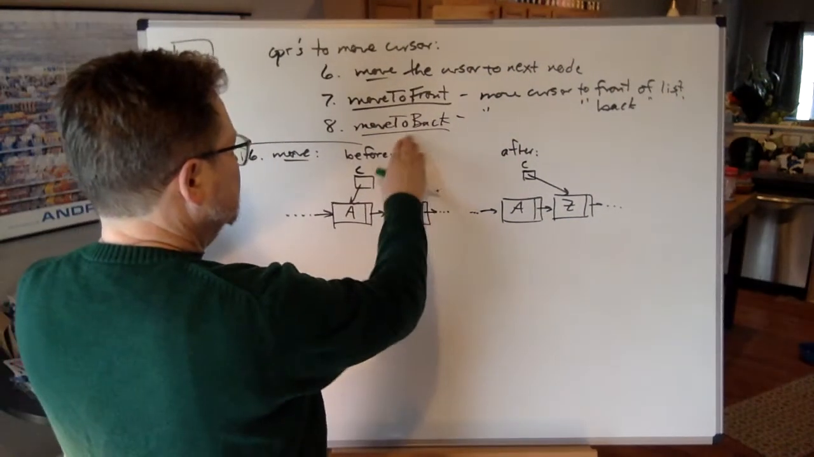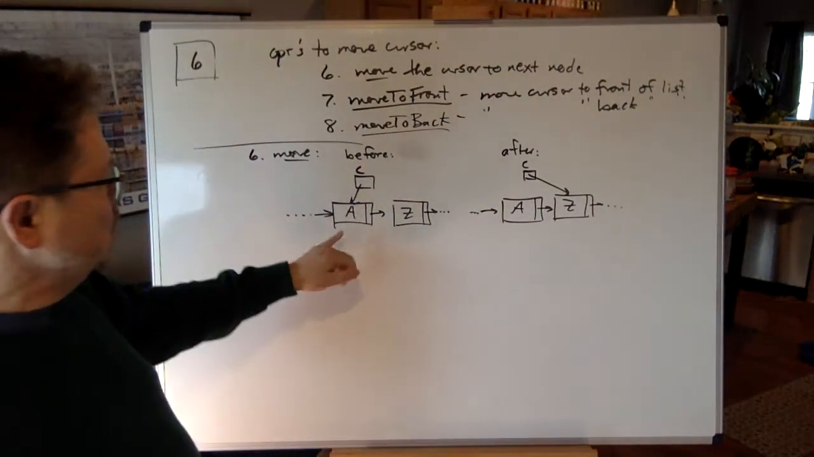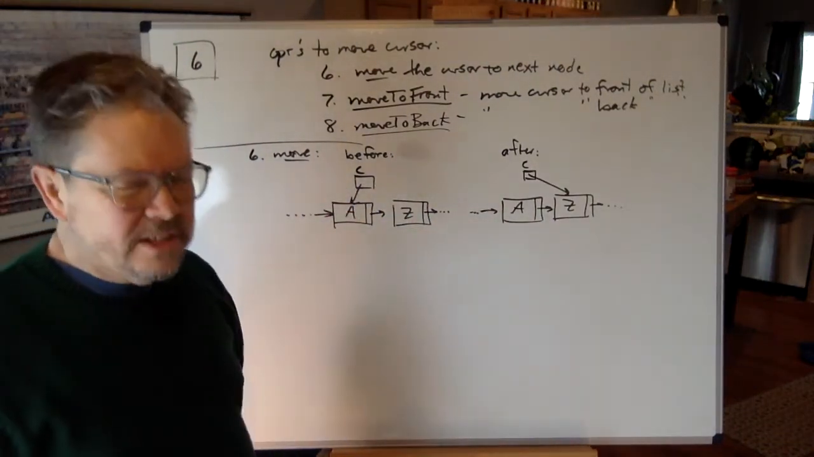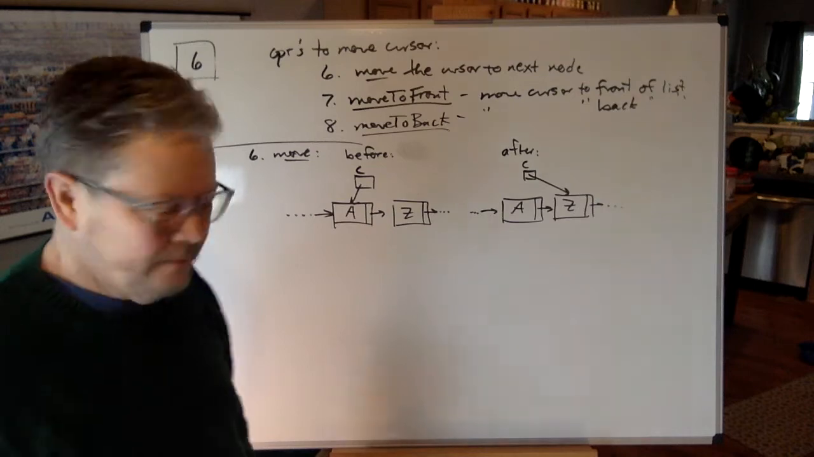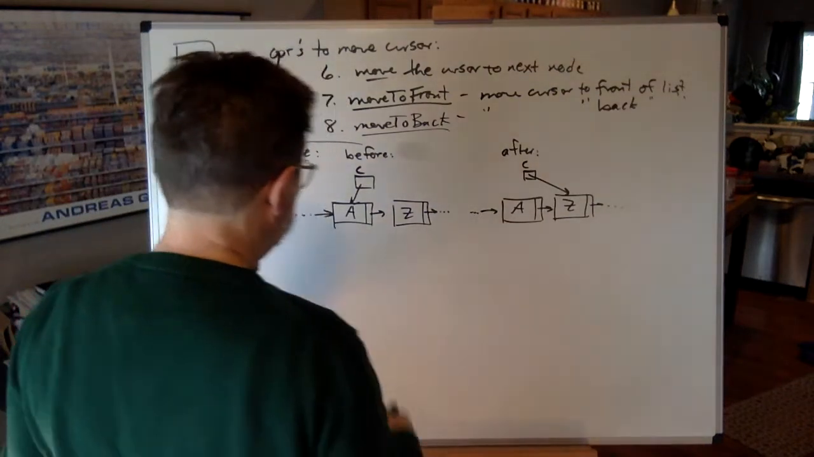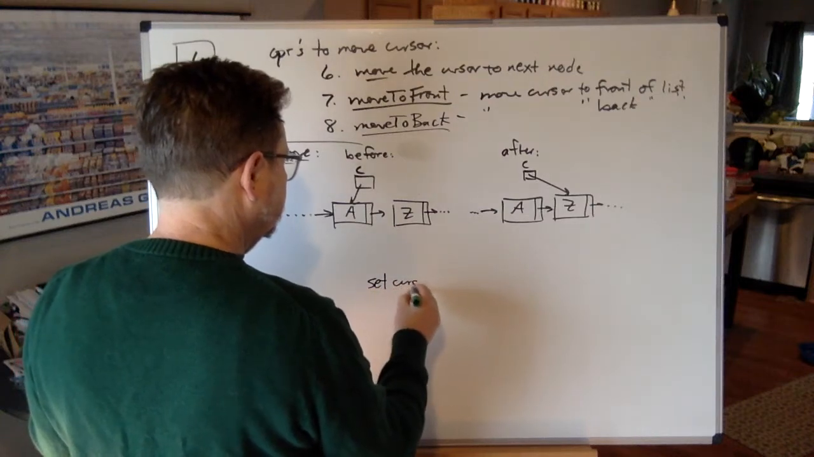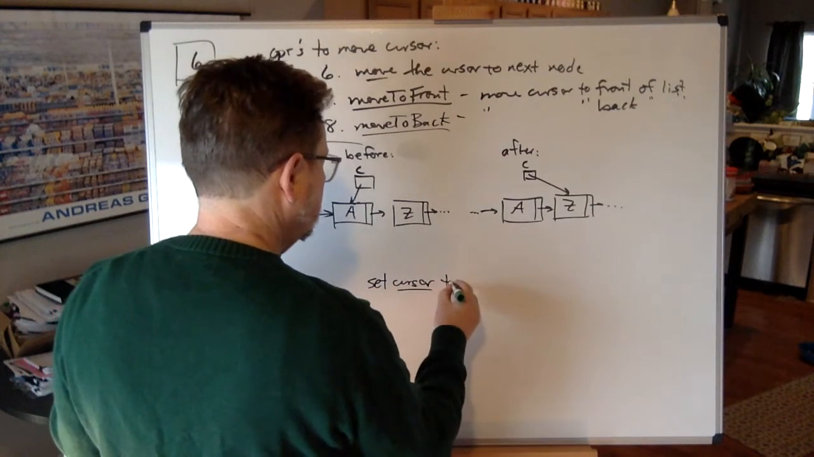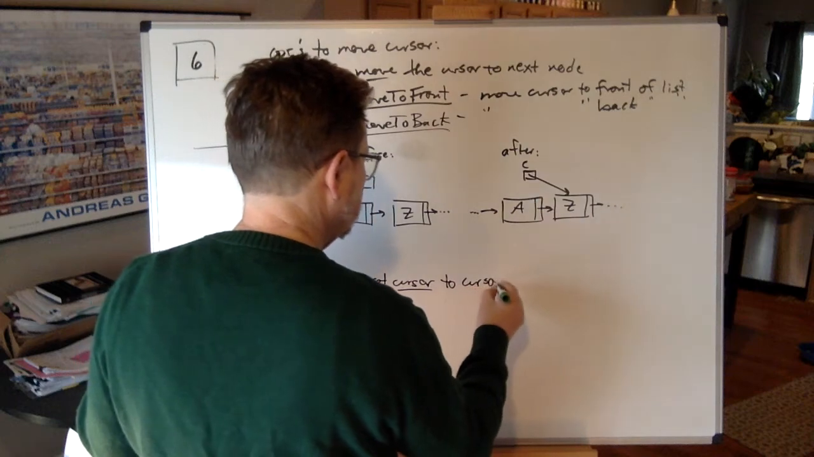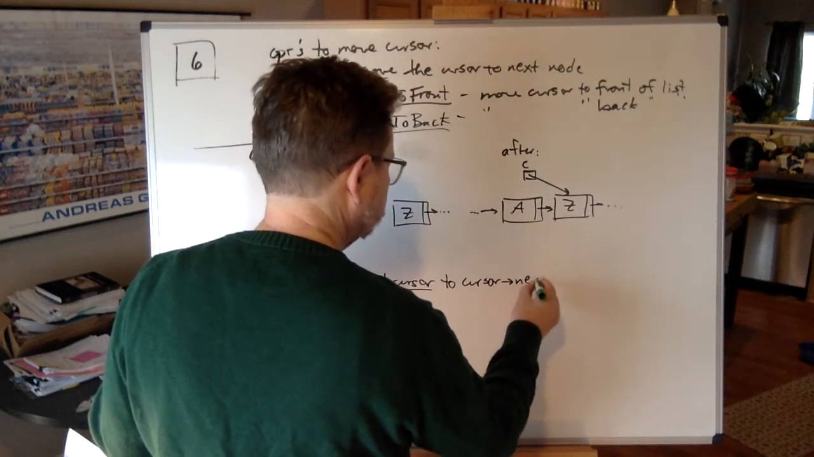Before, messy little black cloud there. Before, a cursor points at a node in the list. After, it points at the next node in the list. The picture takes a lot longer to write than the code. Set cursor to cursor arrow next.